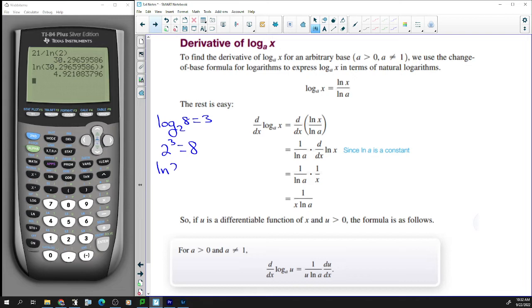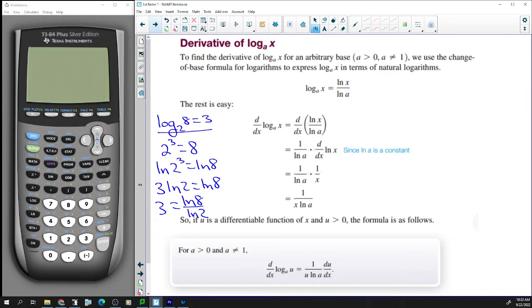You could take the natural log of both sides. Bring the 3 down, and that 3 is the same as natural log of 8 over natural log of 2. So we went from log base 2 to log base e. Now right here, I could have taken the log base of anything, and it's going to work. So you can see that natural log of 8 divided by natural log of 2 is 3. So they're saying that log base a of x is the same as natural log of x over natural log of a. That's called change of base.